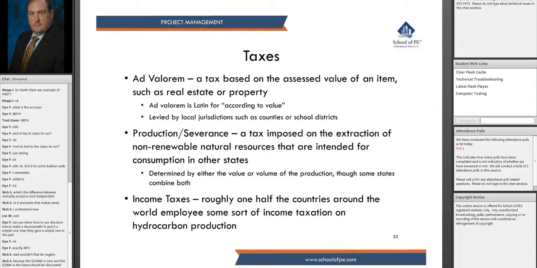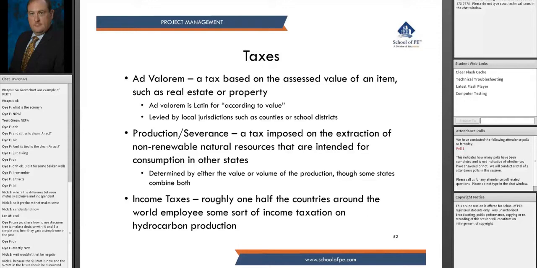And then we wrap up finally with taxes, ad valorem. It's a tax based on the assessed value of an item. In this case, in our oil and gas business, it's a taxed value, assessed value of an oil well. And it may include the surface equipment, pump jack, tanks, heater treaters, but it might also include the value of the reserves in the ground.